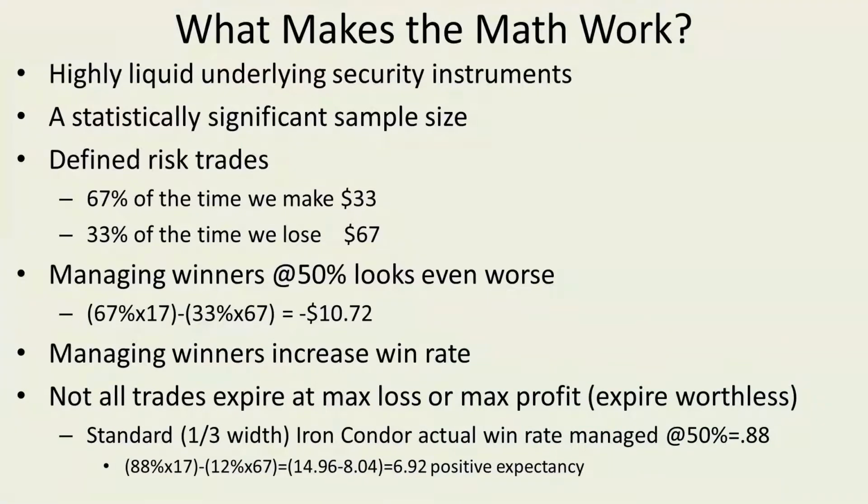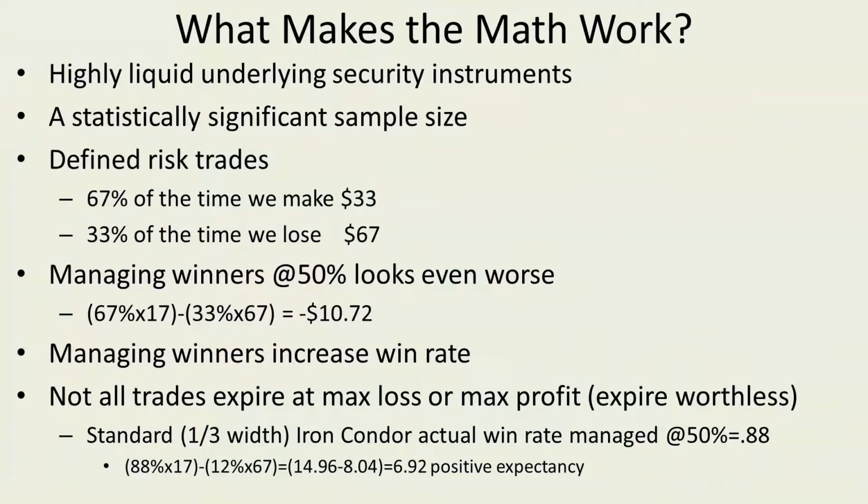And so, in defined risk trades, obviously, if we're risking 2 to make 1, 67% of the time we make $33, and if 33% of the time we lost it, this is if we went to expiration, the only person who would be happy would be the broker, and we'd be at zero. So this is why you have to manage winners, and this is what makes the math really work.